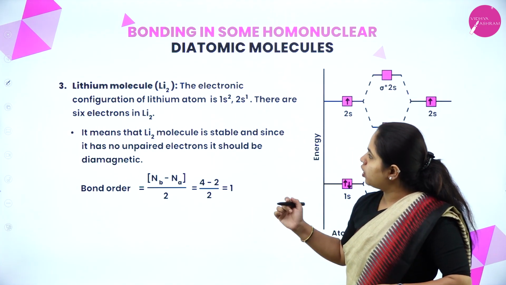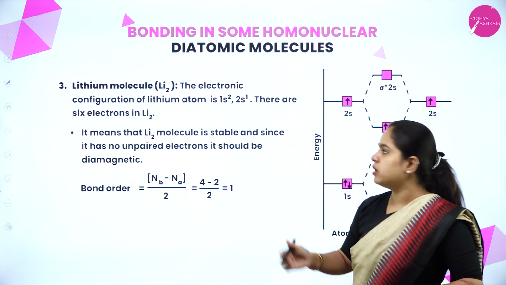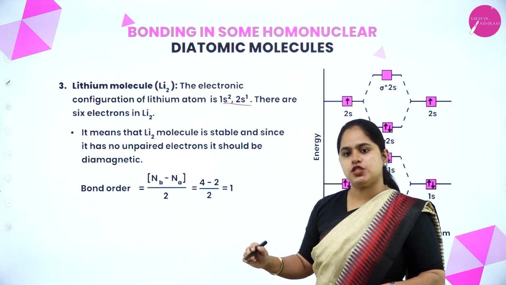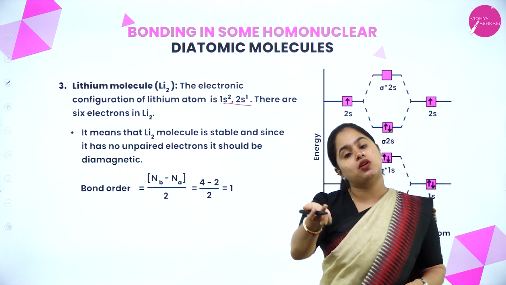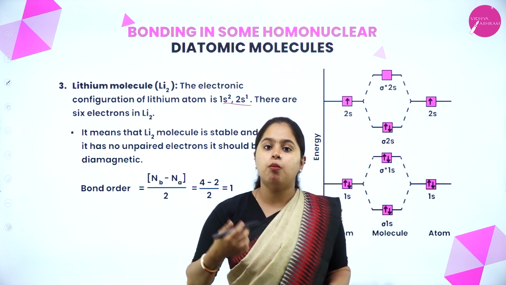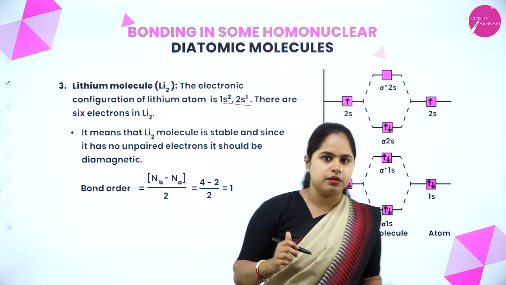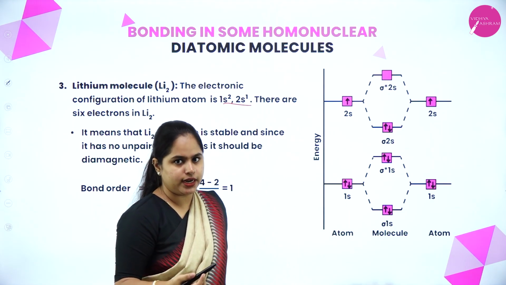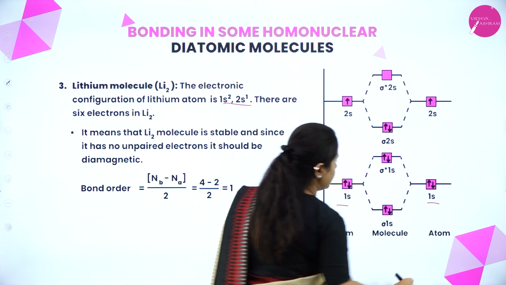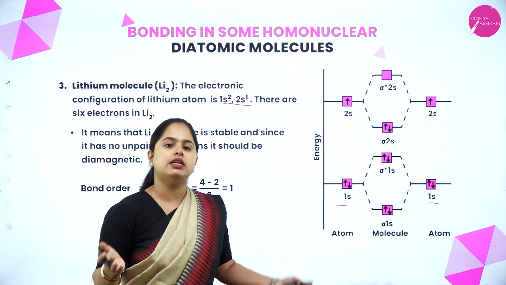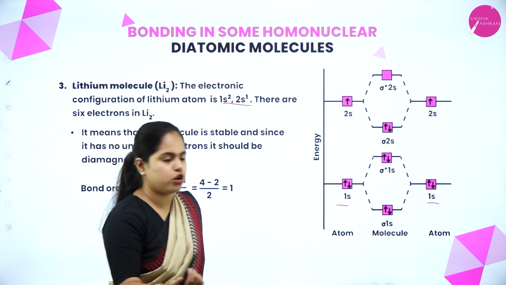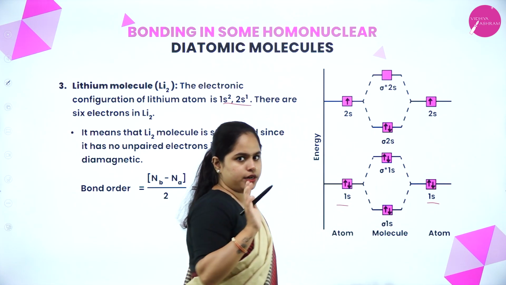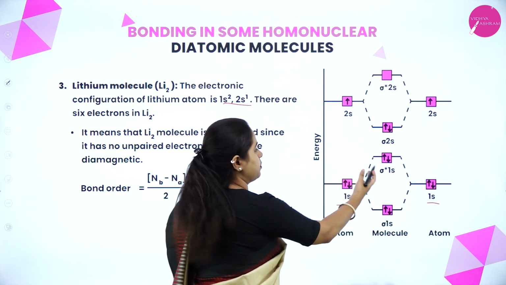The electronic configuration of the lithium atom, we know, is 1s2, 2s1. 3 electrons in total. So 1s2, 2s1, and there are 6 electrons in Li2. In the lithium molecule, there will be 6 electrons. In the 1s orbital of one lithium atom and the 1s orbital of the other lithium atom, the atomic orbitals combine and form 2 molecular orbitals, sigma 1s and sigma star 1s. A total of 2 plus 2, 4 electrons get filled in sigma 1s and sigma star 1s.